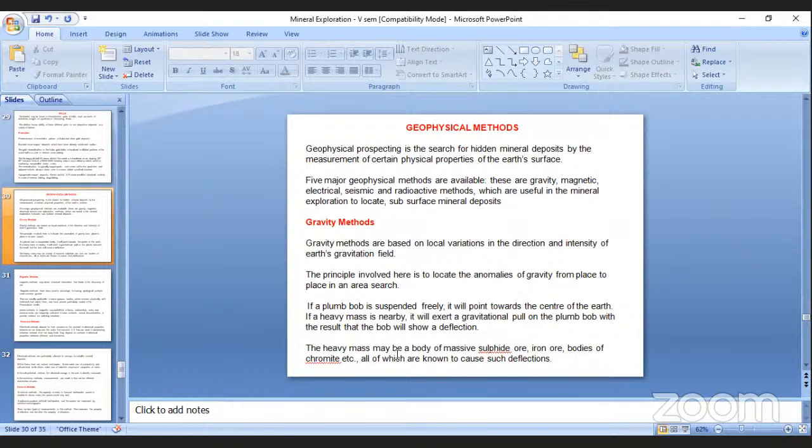And the heavy mass body, maybe it has sulfide ores, iron ores, and chromite deposits. All these types of mineralogical deposits, we are able to identify based on their gravitational force using this plumb bob method.